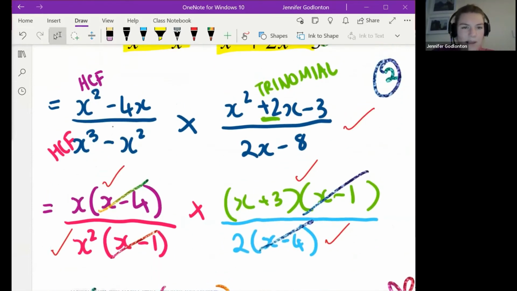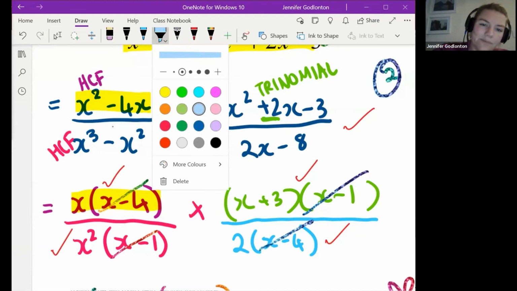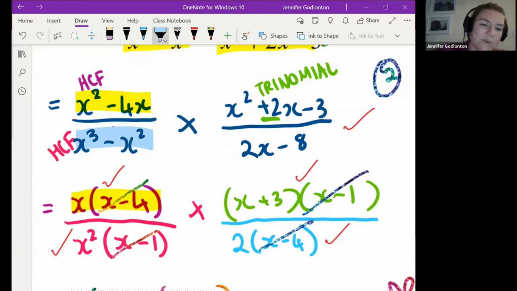Second step is we factorized everything. So here we have x squared minus 4x, and we took out our highest common factor of x. We were left with x minus 4. Here we had x cubed minus x squared, and we took out our highest common factor of x squared, and we were left with x squared, x minus 1.